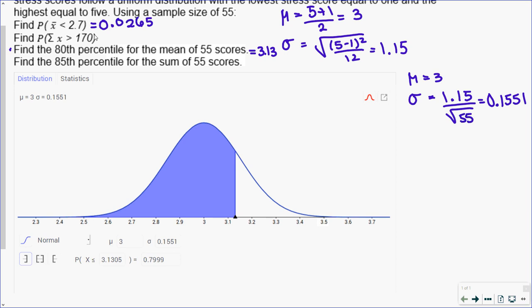What's different with the sum is that our mean now has to take into account the size of our sample, which is 55. So we're going to take 55 and multiply it by that mean of 3, which gives us 165. Our standard deviation, instead of dividing by the square root of 55, we're going to multiply, because that's the formula we've been using. And multiplying this out, we get a standard deviation of 8.529.